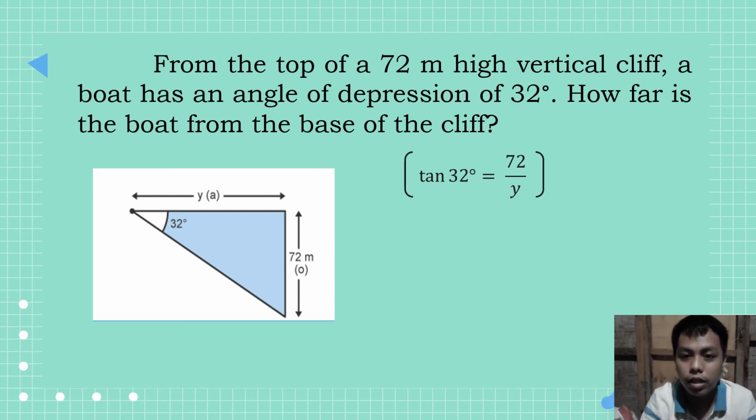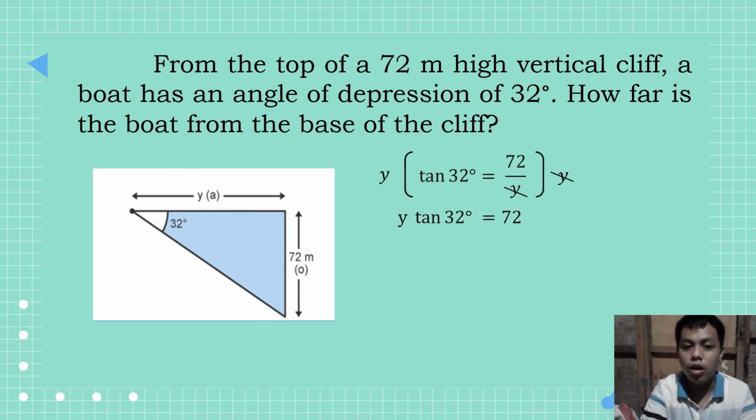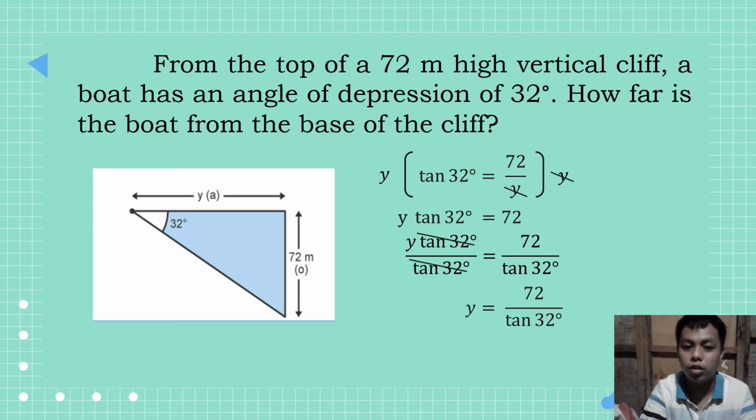Then all we have to do is multiply both sides of the equation by y so that we can cancel out the y on the right side of the equation. After cancelling out, the result would be y tan 32 degrees equals 72. Then we have to divide both sides of the equation by tan 32 degrees so that the tan 32 degrees on the left side of the equation will be cancelled out. So the result is y equals 72 over tan 32 degrees.